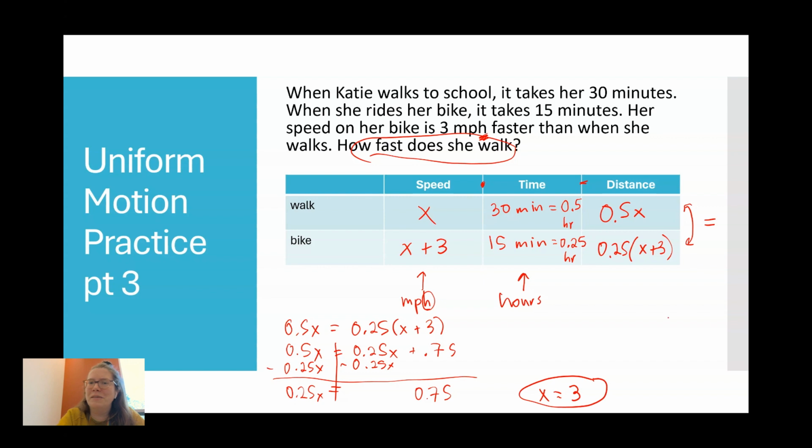What was x? Let's come back to the top. X was how fast she walks. So she walks 3 miles per hour. And when she bikes, she's biking 6 miles per hour. Okay. Let's try another.